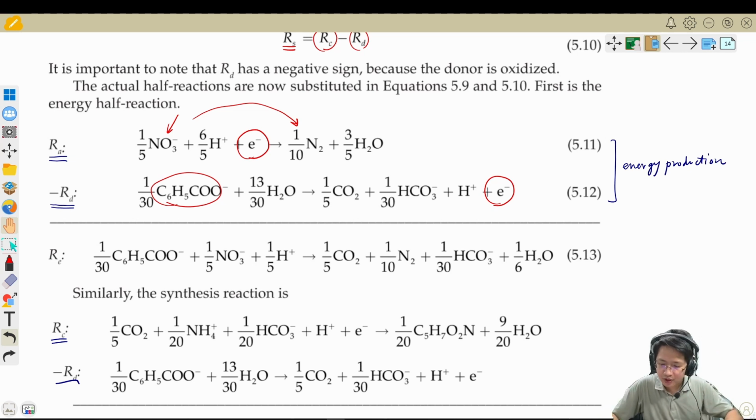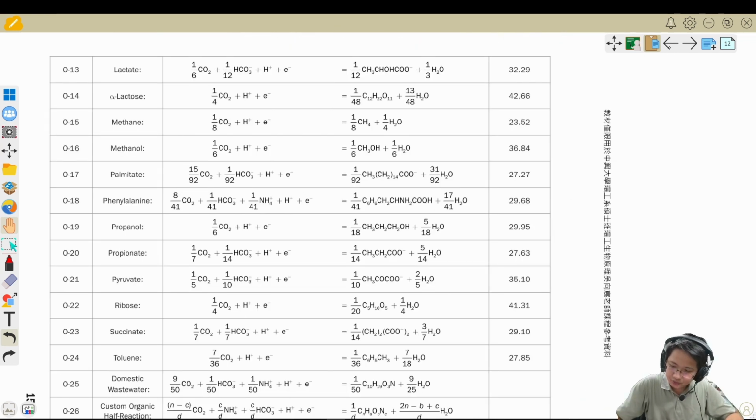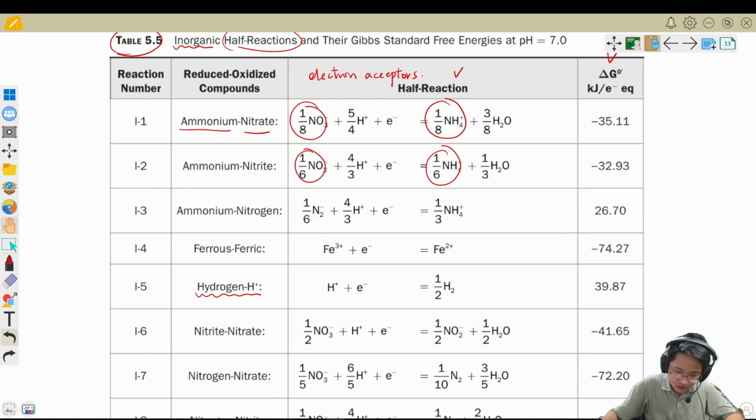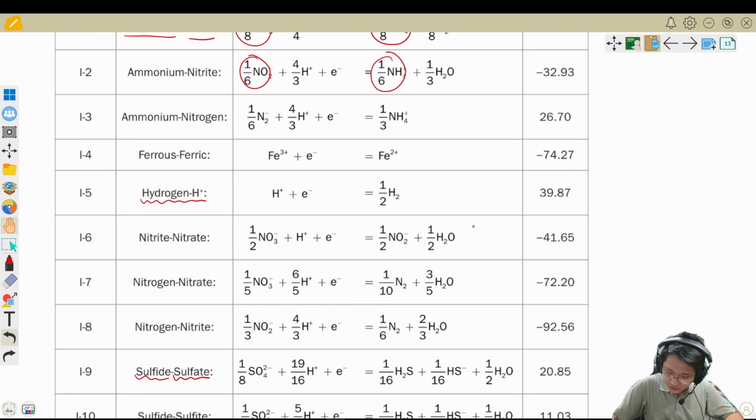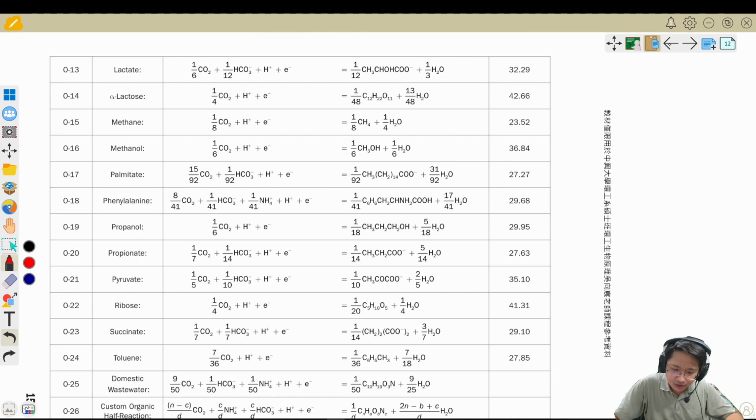So basically the first Ra, the equation 5.11, is coming from the electron acceptors here. This is coming from the I7 reactions. This converts the nitrate to the nitrogen gas here. So you just put this equation. And another one is coming from the acetate. So that's basically the first.